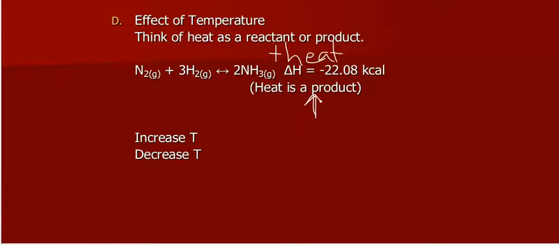It's just like with concentration. If you add something, it shifts opposite. So if I add heat, it's going to shift toward reactants. It's going to produce more reactants. If I decrease heat, which is a product, it's going to shift in the same direction toward products.